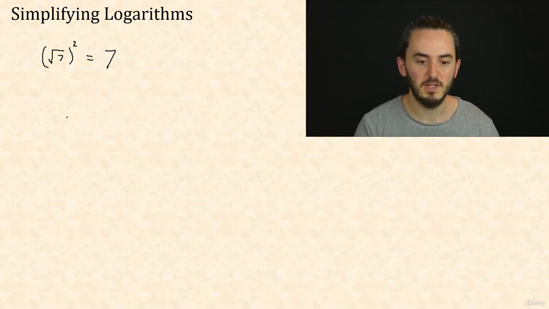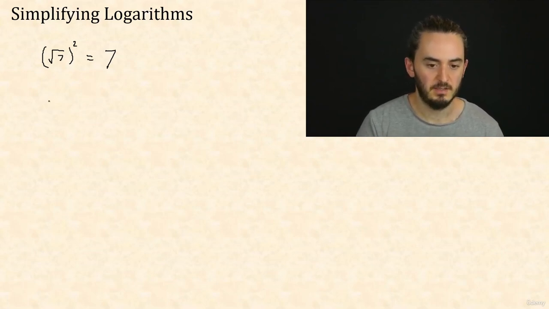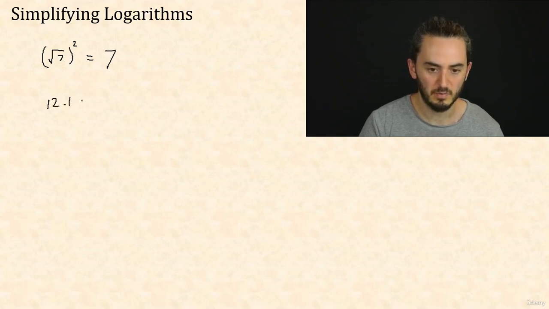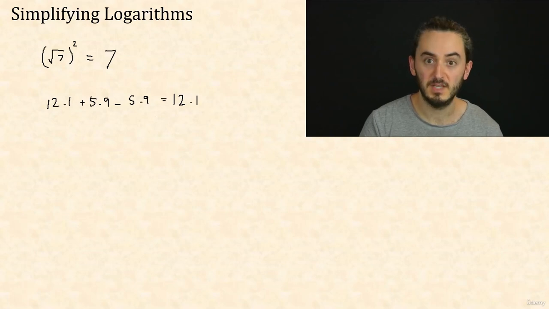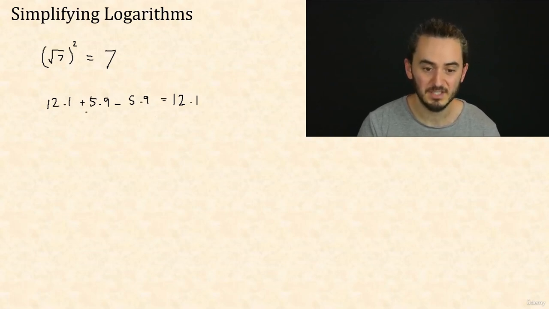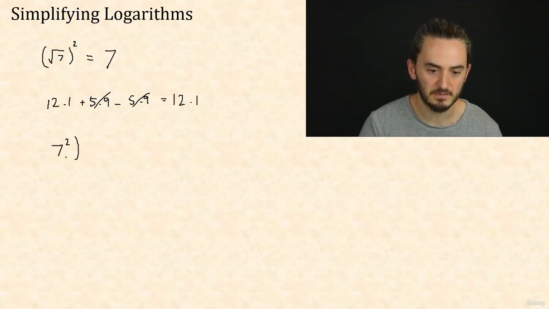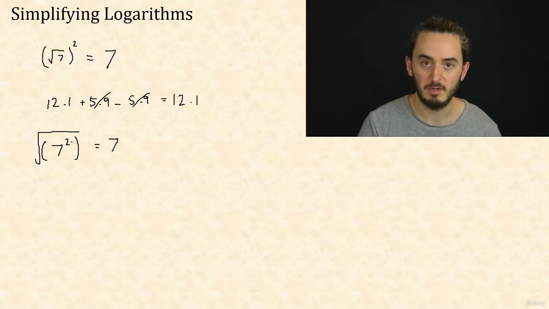And we could take equally daft numbers, like let's say, what is 12.1 plus 5.9 minus 5.9? Well, without doing any work, you know the answer is 12.1, right? Because plus 5.9 and minus 5.9 just cancel each other out. Just like rooting and squaring, they just go. Notice, by the way, in this one, you could have done it the other way around. If I'd said, what is 7 squared, all square rooted? The answer to that is 7. And why? Because rooting and squaring are inverses. They just cancel.